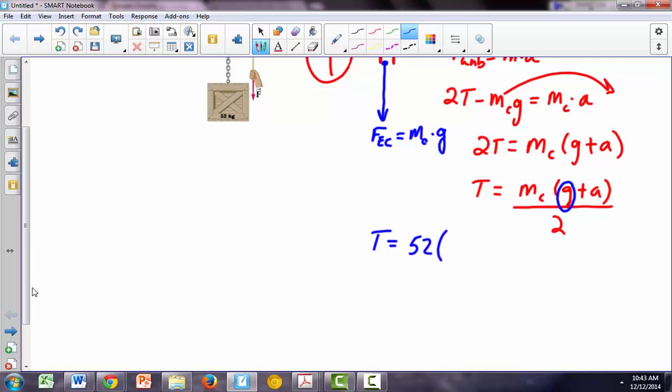So 52 times, 10 plus the acceleration of 2.6, over 2. So the tension in the rope is 52 times 12.6, divided by 2, or 26 times 12.6. I'm actually just, I don't have a calculator. Oh, there's one.